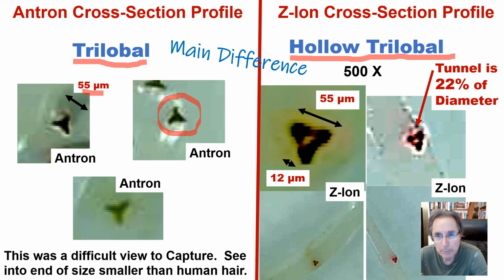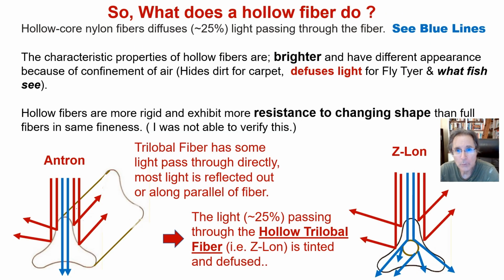The interesting thing about the Z-lon is there's a hole in the middle. And this is the biggest difference, and this is what is important. It's about a quarter of the diameter of the actual fiber itself, but you can see it in this picture and this picture. It was pretty tough actually looking into the end of something smaller than a human hair. So that's pretty cool. And this was a big difference. And then you go, why is that such a big deal? Basically, what the hollow fiber does, it makes the yarn brighter, and for carpets, it helps hide the dirt.